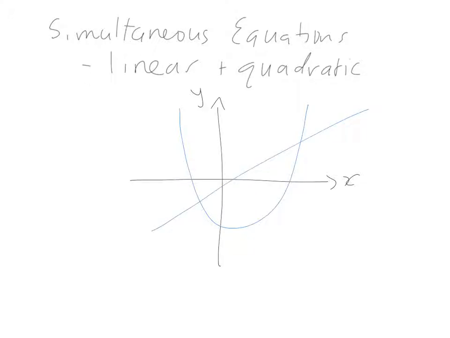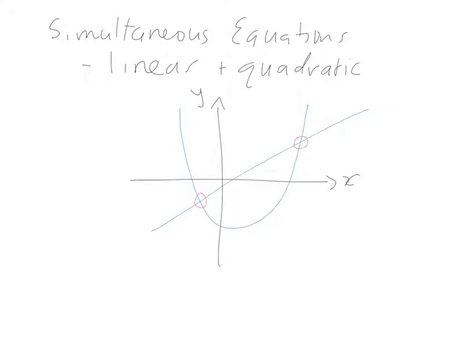So what simultaneous equations using a linear and quadratic is looking for is where the two lines intersect, but because it's a quadratic, we're going to in fact end up with 2 points of intersection. So we would expect to have two solutions. Okay, so how do we go about doing it?